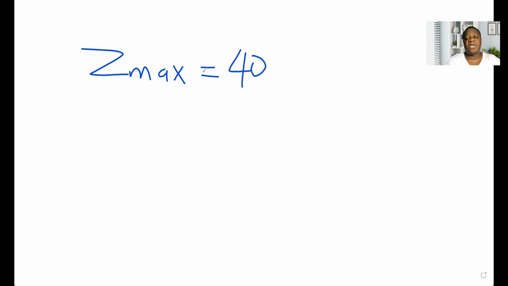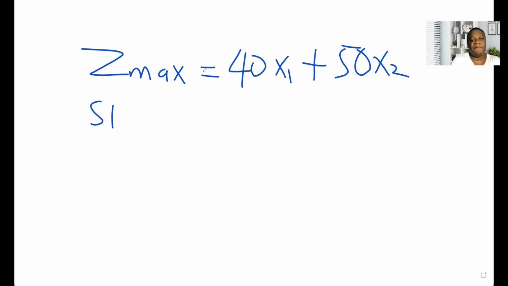If you can remember, the model was Zmax equal to, this means that we're maximizing the profit of Formulating Limited. The coefficient of Fanyogo, which was X1, and that was 40, added to the coefficient of Fanchoco, which was X2. We're maximizing this subject to the following constraints.